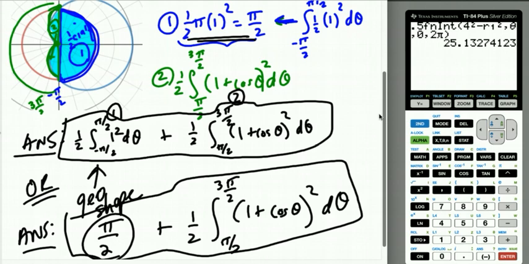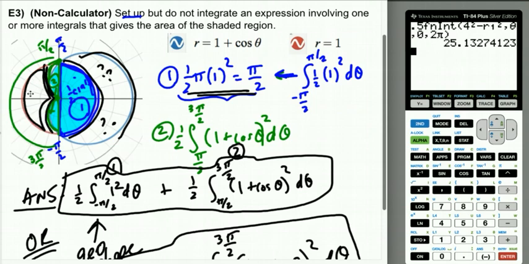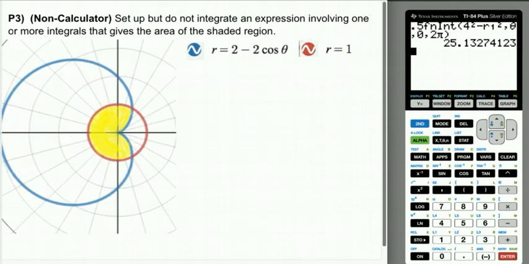So that's a trick question because notice it's not between the two curves. The area between the two curves would be this area here, because this is outside the red and inside the blue, or it would be this area here that I didn't ask for because it's outside the blue curve but inside the red. And that's not the section that I was asked for.